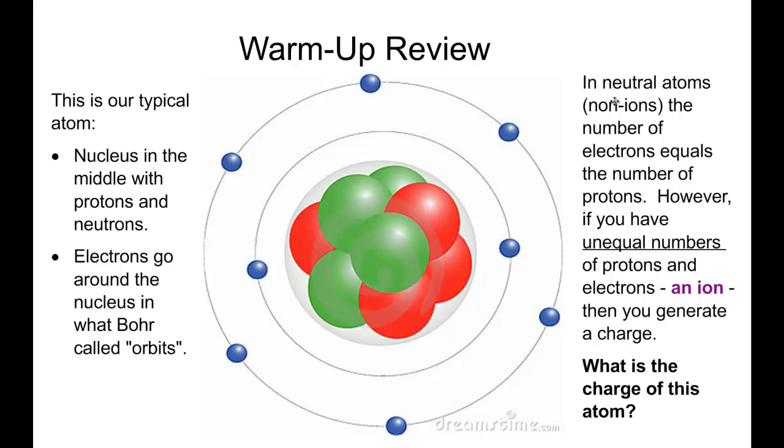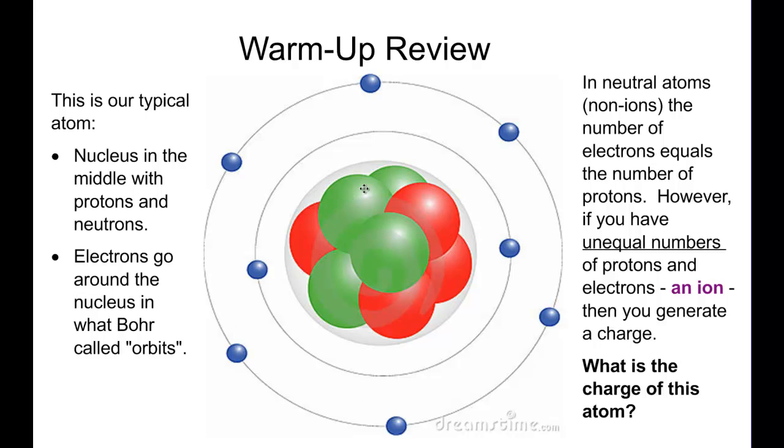Okay, if you have a neutral atom, which would be a non-ion, that means that you have an equal number of protons and electrons. However, if you have unequal numbers, we generate an ion. There's an entire video about ions, so if you've forgotten, please go back and rewatch that video. So if you know how to do an ion, you should be able to figure out the charge of this atom. I'll help you out and refresh your memory.